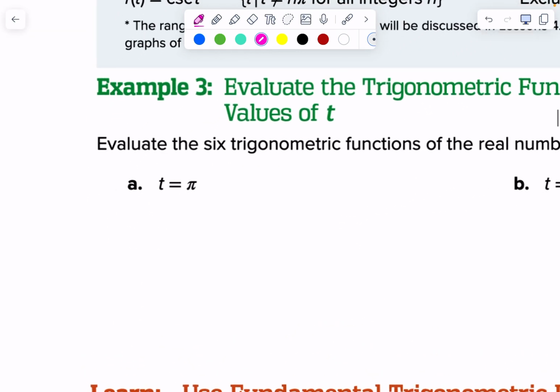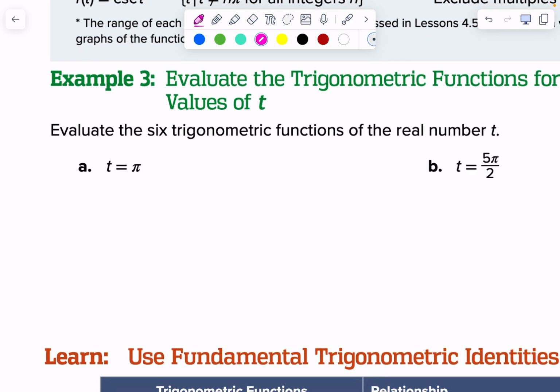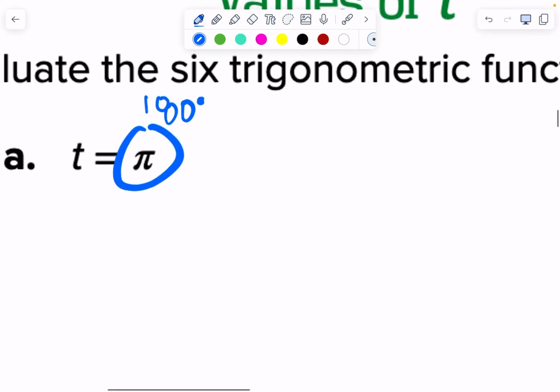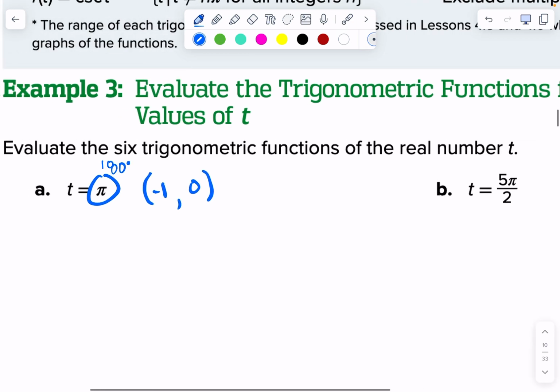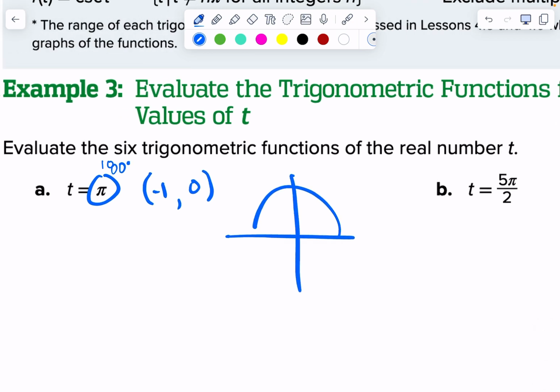Example 3, evaluate the 6 trig functions of the real number t. On your unit circle, find me pi. Where is pi located on your unit circle? Right there. It is 180 degrees, yeah? That's what pi is. Give me the coordinate point for pi, or 180 degrees. -1, 0. Like on your unit circle, pi lives here, and that is -1, 0, yeah?